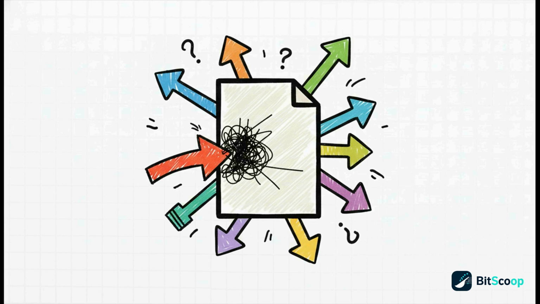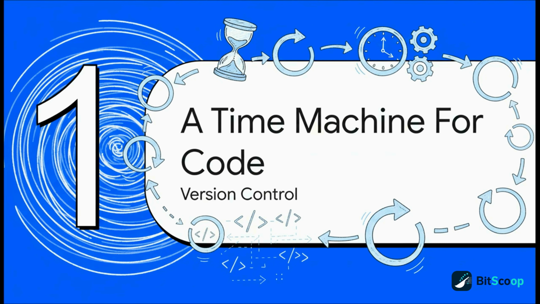Just picture a group project, maybe 5 of you, all trying to edit the same document at the exact same time. Somebody deletes your best paragraph by accident, someone else adds something that totally breaks the flow. It's a nightmare. Well, that's the problem developers face, just on an absolutely massive scale. So, what's the secret? How do they manage this chaos? Well, they use a system that's basically, you guessed it, a time machine for their code.